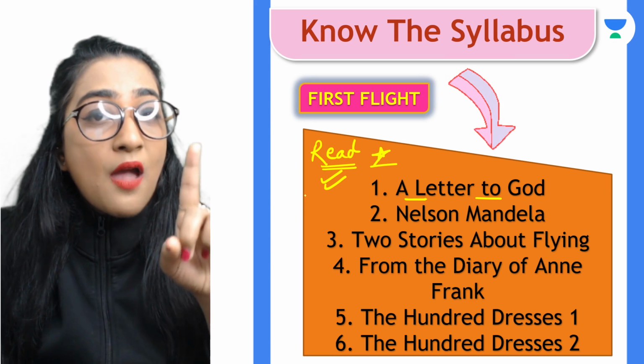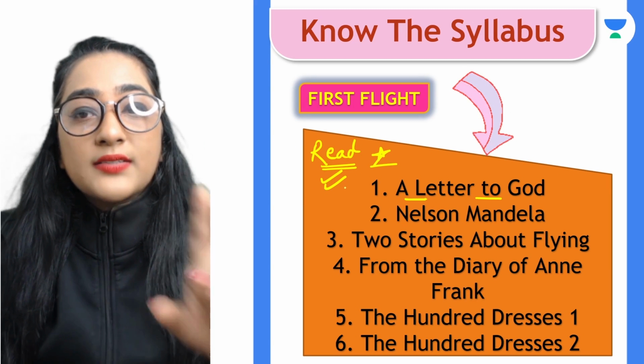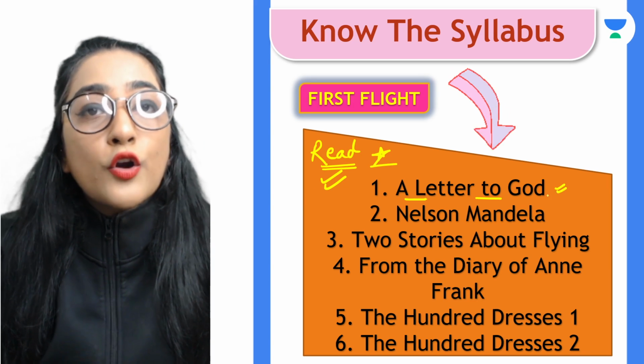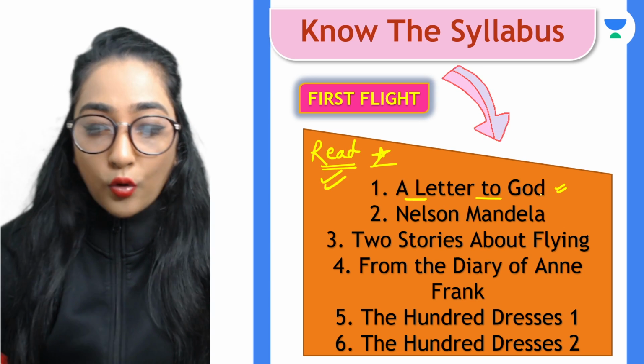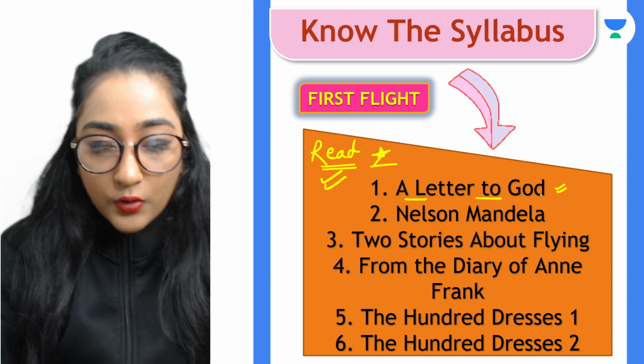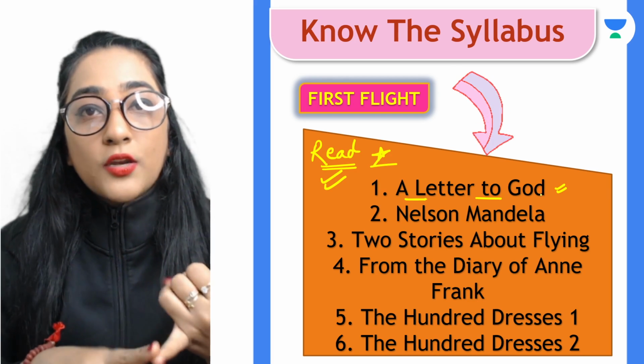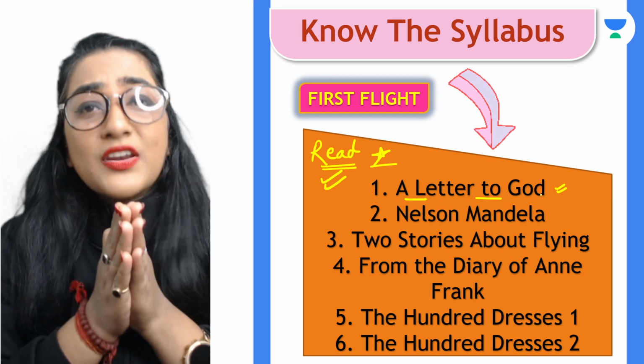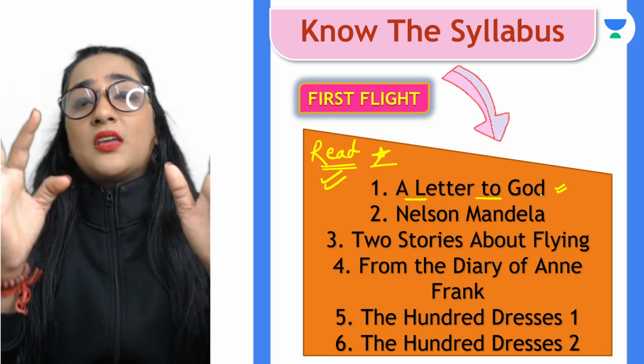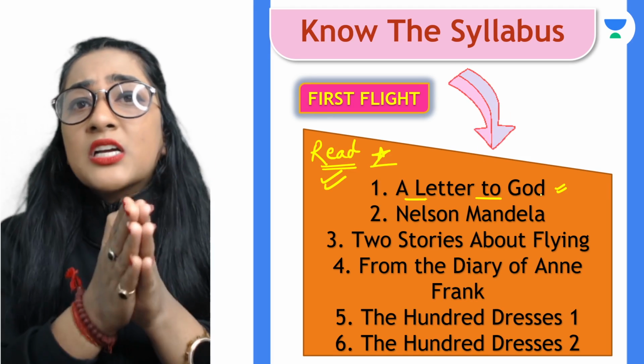Then the second thing, make sure you have read the chapter. Guys, A Letter to God really has got a lot of minute details. I had shared with all of you all the important questions. And now again I'm telling you what are the things that must be kept in your mind. You have to keep in mind that every word, every meaning, every spelling must be clear to you.